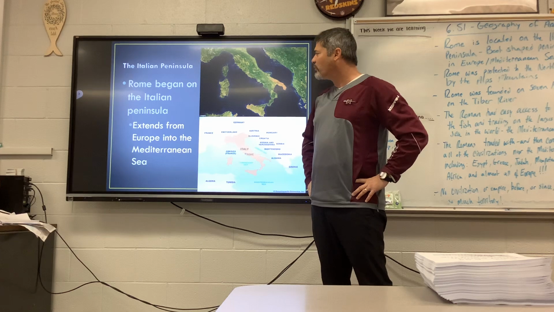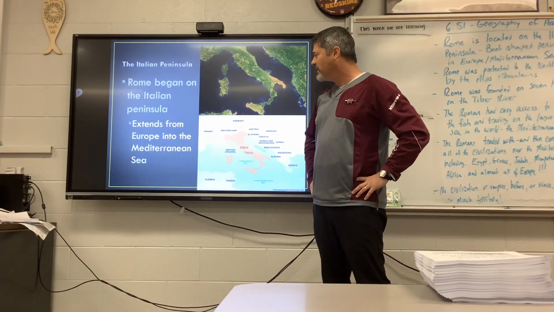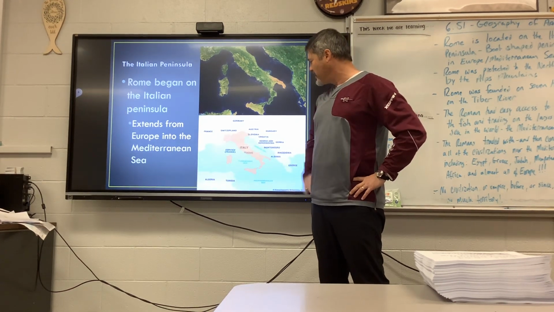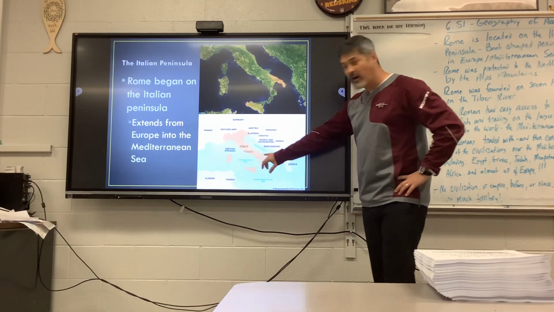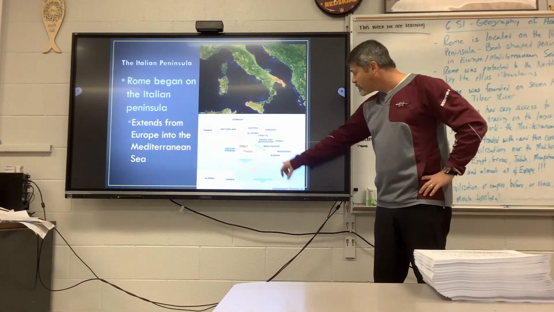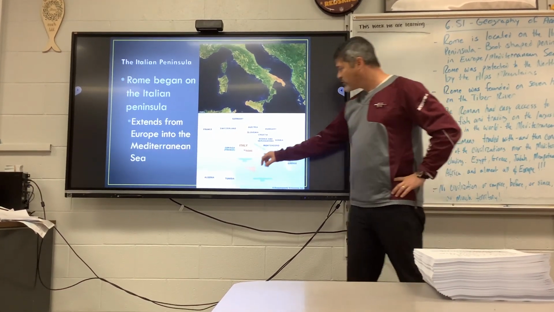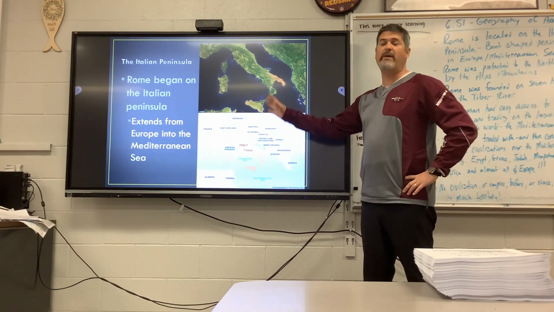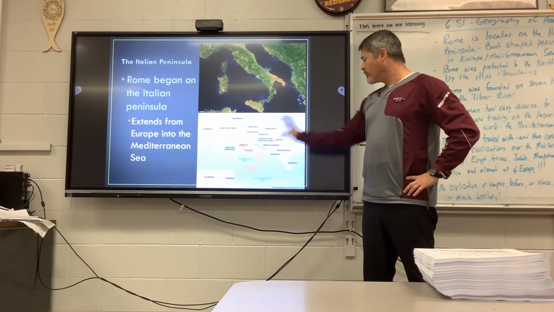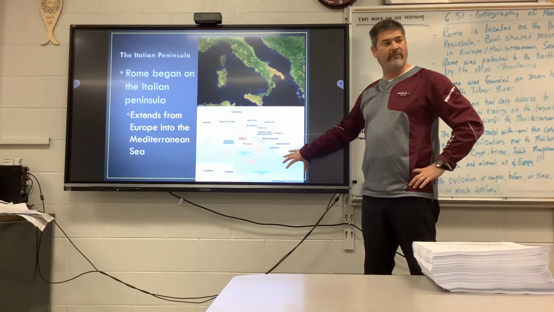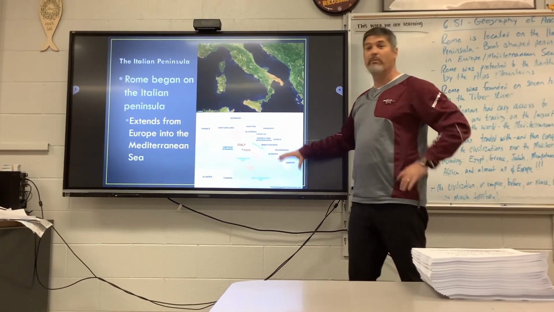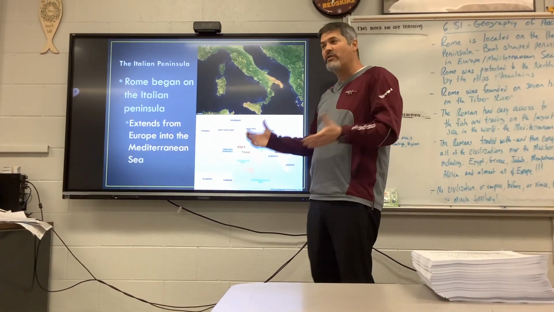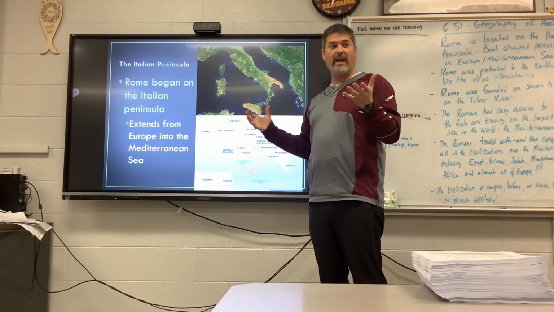The Italian peninsula. Rome began on the Italian peninsula. It extends from Europe into the Mediterranean Sea. So if we look on our map here, here's where the Greeks were. Here's where the Romans were. They were very close. As a matter of fact, as we're going to learn later, the Romans believed they were descended from the Greeks, because they liked the Greeks. They're the ones who gave Alexander the Great the title the Great.